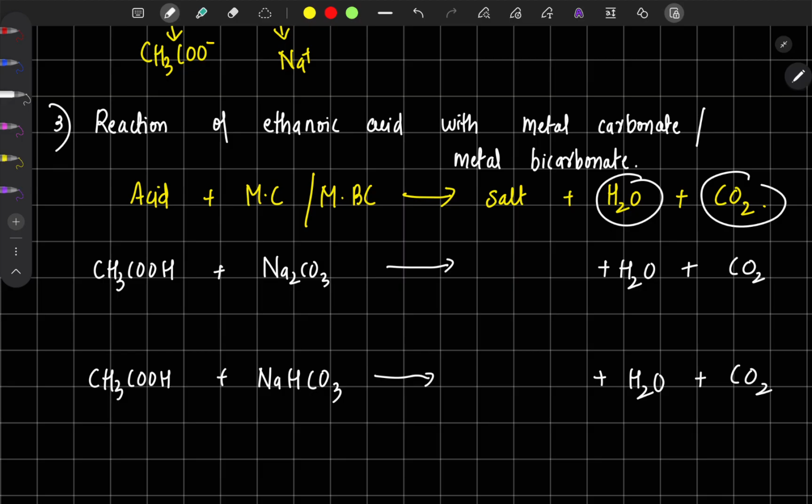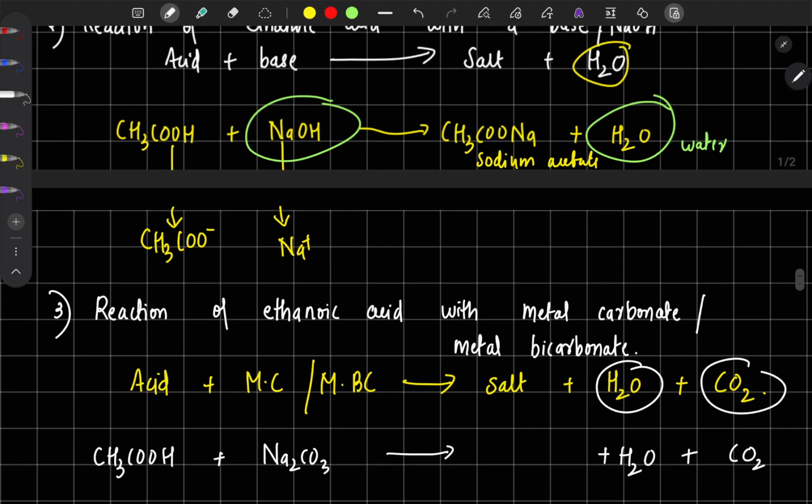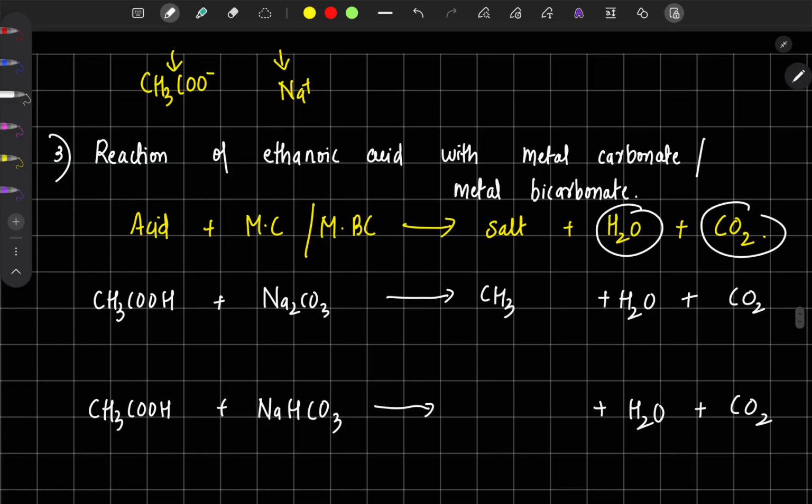What will be the salt? The salt will be the same salt that is formed above, which is CH3COONa. Here also it will be CH3COONa. You only have to balance it. Here there are 2 sodium, so you have to write a 2 here, then a 2 here, and it is balanced. The below one is already balanced. So these are the three reactions we have studied. This is basically an extension from the second chapter, don't forget that also.